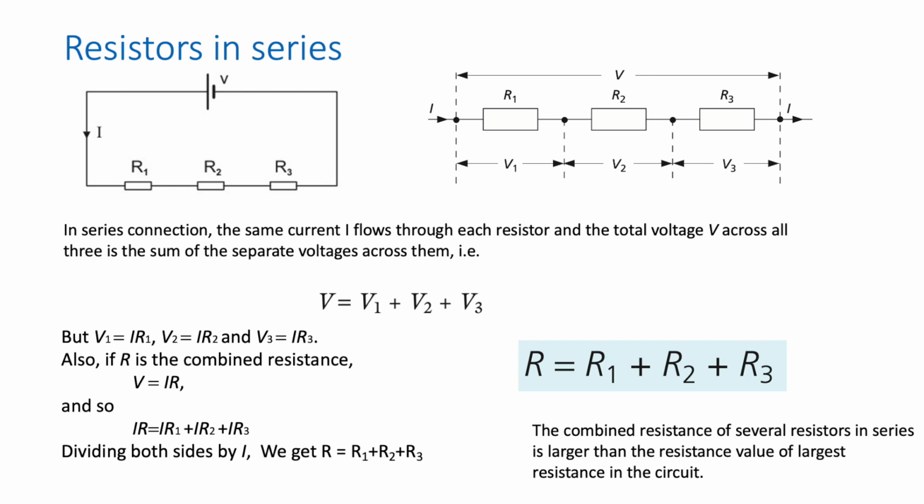Now if we have two resistors in series, then effective resistance is R1 plus R2. If we use more than three resistors, we can write effective resistance equals R1 plus R2 plus R3 plus R4 plus etc. The combined resistance of several resistors in series is larger than the resistance value of the largest resistance in the circuit. For example, if we have three resistors, say 1 ohm for R1, 5 ohm for R2 and 100 ohm for R3, then effective resistance is more than 100 ohm.